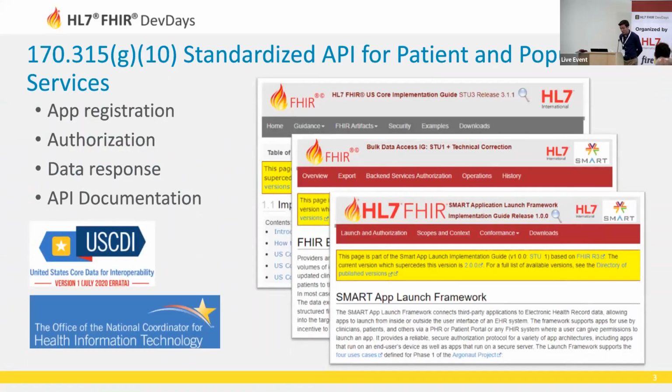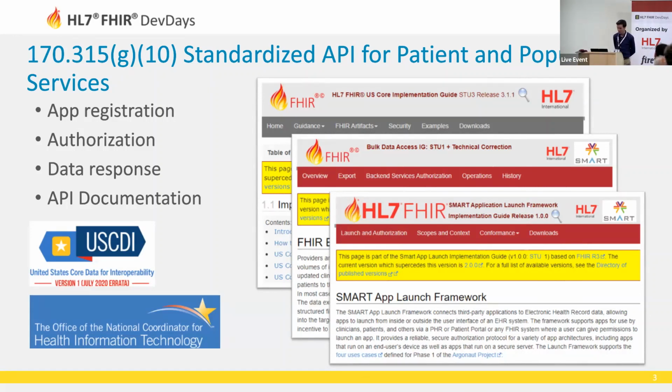We could have a whole session, or multiple sessions, on the G10 standardized API for patient and population services. It's contained in ONC regulation at section 170.315(g)(10). You might see a couple of references to G10 throughout this presentation. That just refers to our standardized API for patient and population services criterion. ONC finalized this criterion a little over 2 years ago in the 21st Century Cures Act final rule. It has a bunch of different standardized and non-standardized requirements in it.